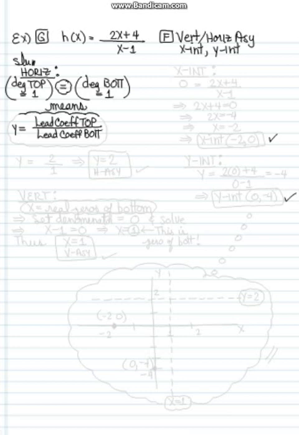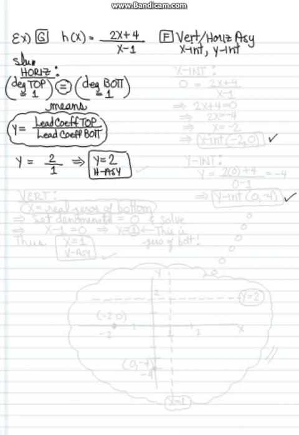Well, the lead coefficient on the top, the number multiplying the highest power of x, is 2. Lead coefficient on the bottom is the number multiplying the highest power of x, that's the number 1. So we have the equation y equals 2 for our horizontal asymptote.